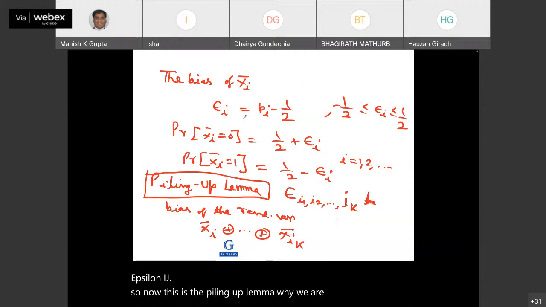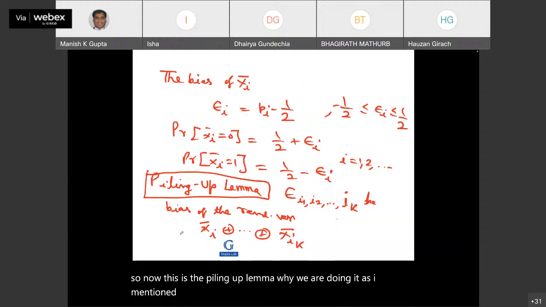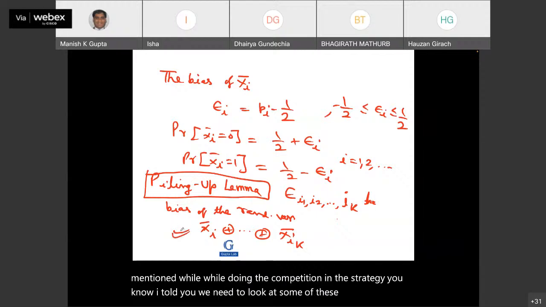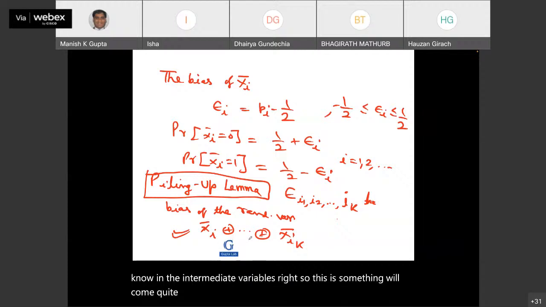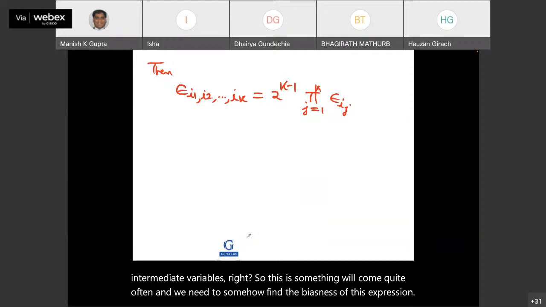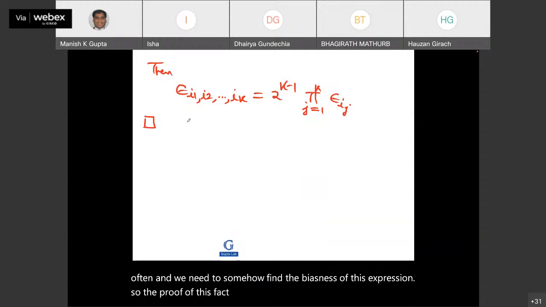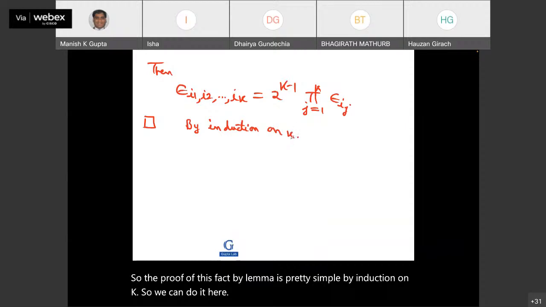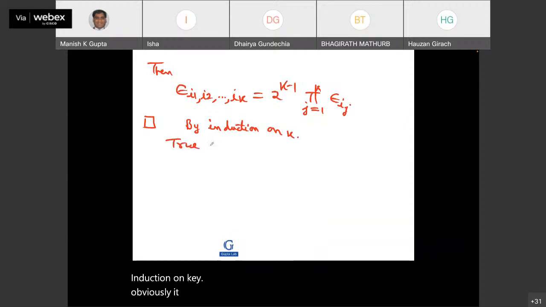Why are we doing it? As I mentioned, while doing the computation in the strategy, we need to look at some of these intermediate variables, so this will come quite often, and we need to find the biasness of this expression. The proof of the Piling-up lemma is pretty simple, by induction on k. Obviously, it is true for k equal to 1.